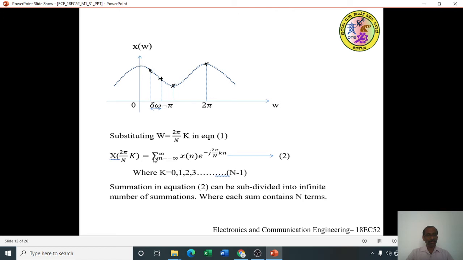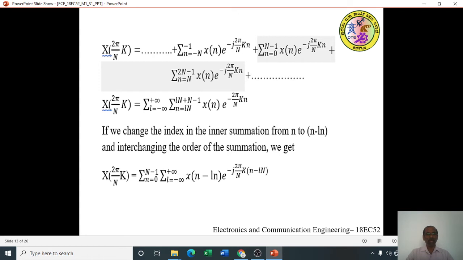You can divide this summation into different summations, each having only N samples. So we rewrite this formula as different summations. The first summation is from 0 to N minus 1. The next summation is from N to 2N minus 1. Further from 2N to 3N minus 1. Similarly, minus N to minus 1. So we have an infinite number of summations from minus infinity to plus infinity, each summation handling only N samples.